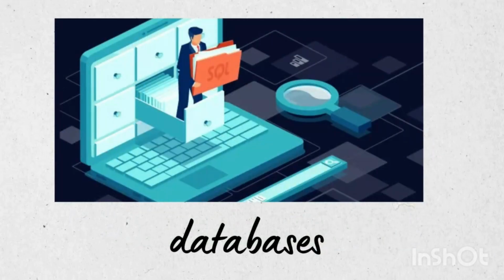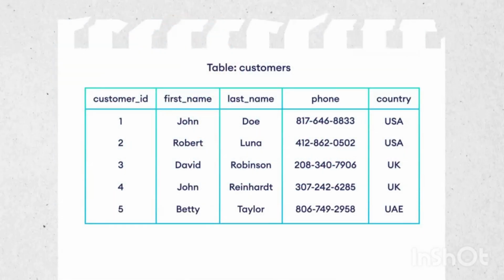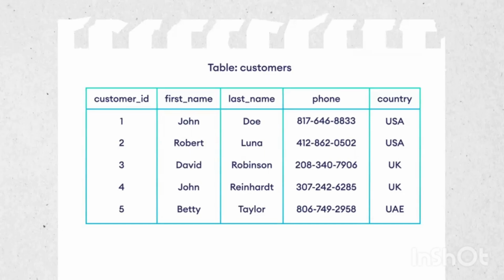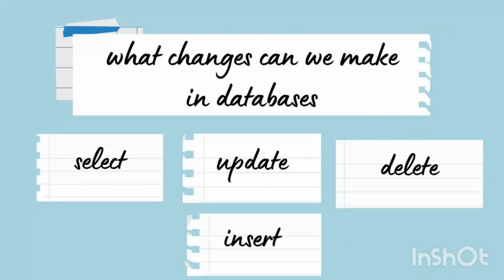A database is in the form of a table stored in the server and we can access the information and show it in a website. So this is a table. You can consider a database like a table for simplicity. A database contains one or more tables. Each table has its own name like sales, employee, and so on. A database is a collection of organized data that can be stored or accessed on a computer system.